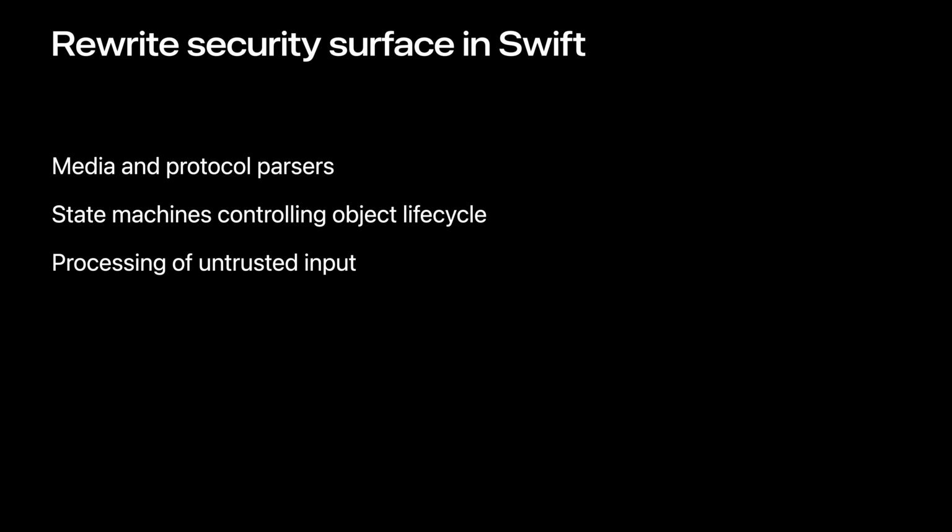For your security surface, don't wait for an opportunistic refactor. Instead, proactively rewrite those components in Swift. The most critical areas to focus on are parsers, especially for media and protocols, complex state machines controlling object lifecycle, and anything that processes untrusted input.